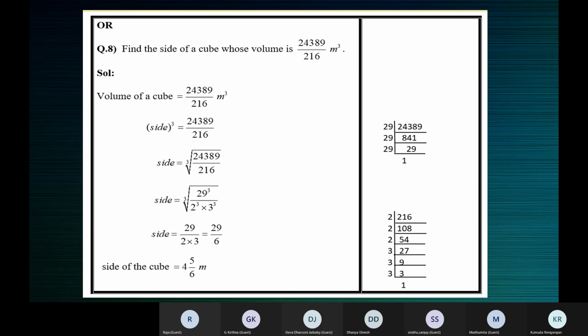If the volume is 1000? 10, ma'am. 10. If the volume is 343? 7, ma'am. 7. Because 7 into 7 is 49, and 49 into 7 is 343.